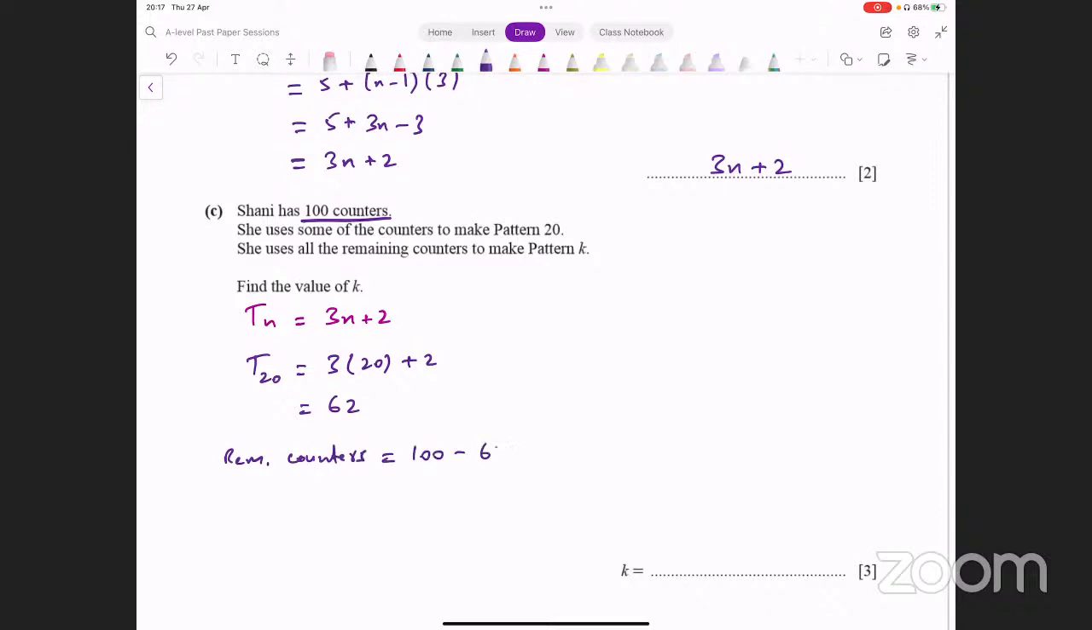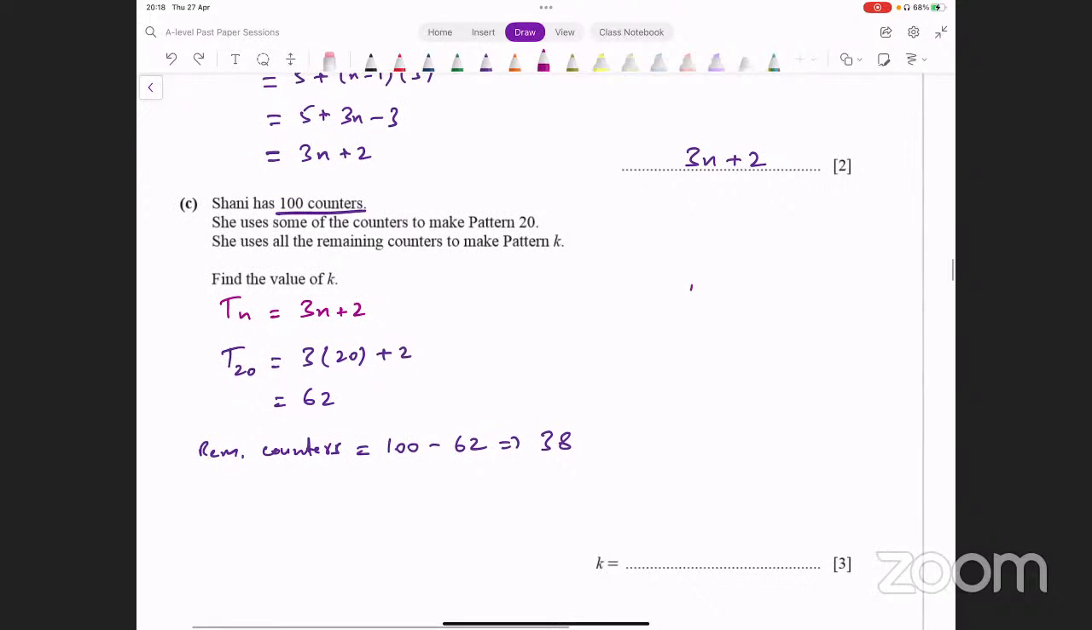100 minus 62, and that gives you 38. अब बाकी 38 counters बचे हैं. 38 counters से आपको कौन सा pattern मिलेगा? What you can do now is you can use this formula again. Tn equals 3n plus 2.